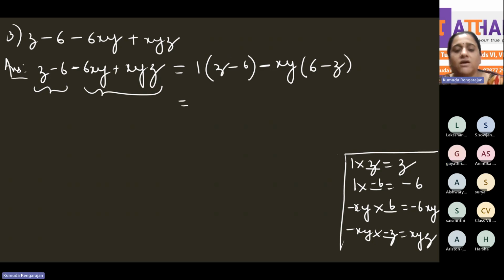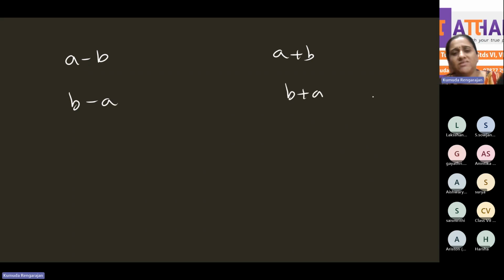Now the thing is, we need to have the same expression inside the two brackets. But we don't have the same. We have z minus 6 and 6 minus z. Now we're going to learn something new. Very important: A plus B and B plus A are both the same. But A minus B is not the same as B minus A. They're different.